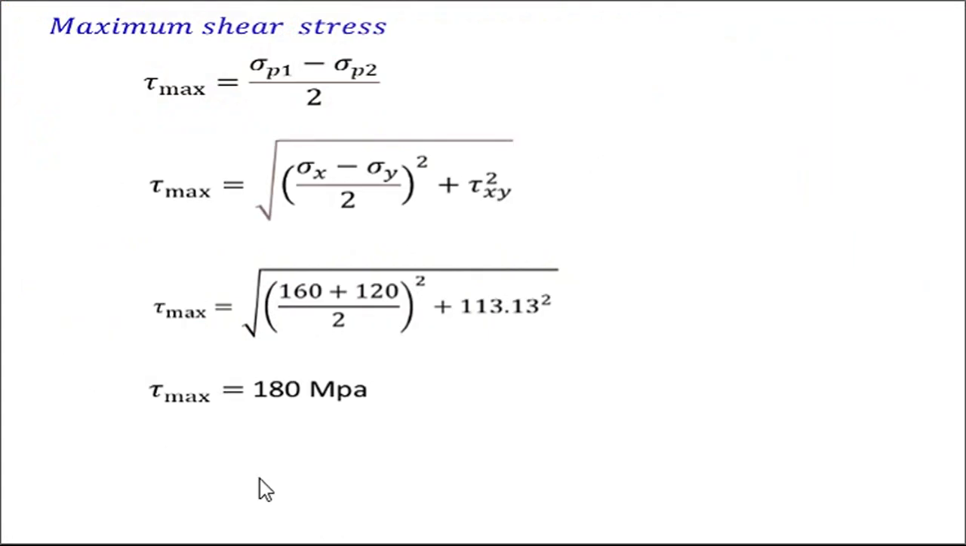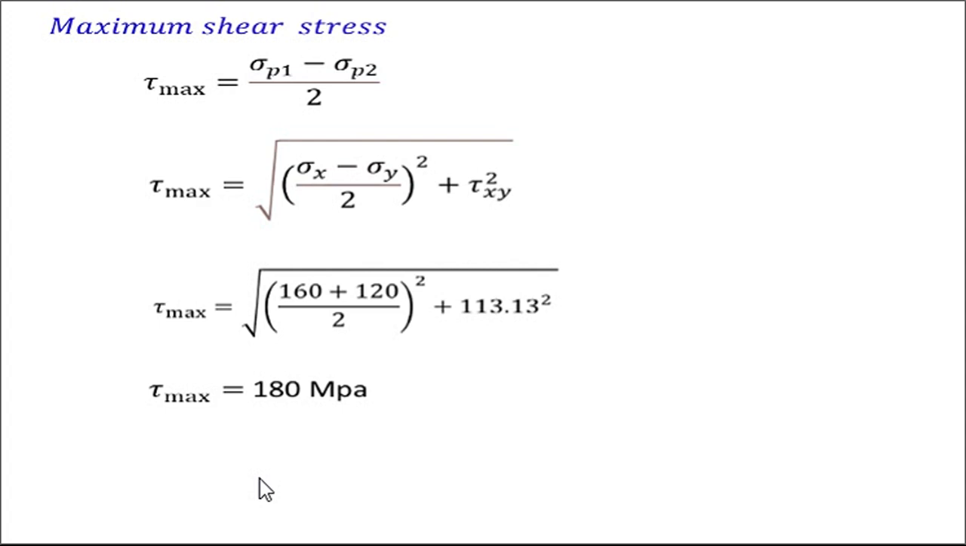Next, the maximum shear stress. The relation we know is tau max equals (sigma p1 minus sigma p2) divided by 2, or you can also use the other relation, the square root of ((sigma x minus sigma y) divided by 2) whole square plus tau xy square. From these two relations you can determine the maximum shear stress.